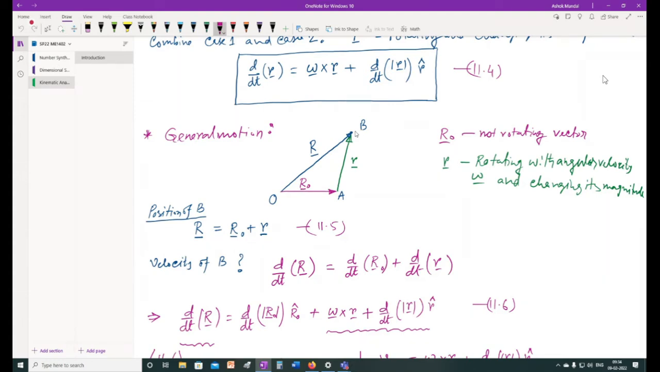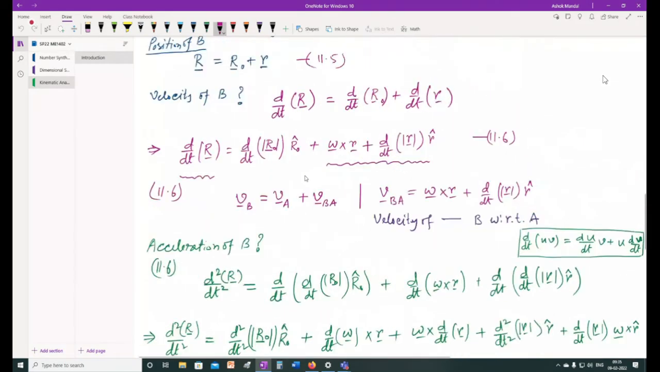So first you solve the problem of a planet. In that case, your R naught may be 0. You only have this vector, which is nothing but this vector. Solve the problem: velocity, acceleration, and position of the planet. Once you have the velocity, acceleration, and position of the planet, with respect to that, then you solve it. It's a representation, and then how to apply it, that also you need to know.